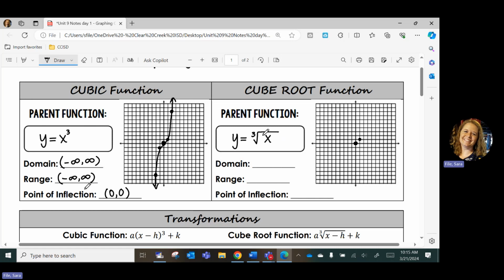Okay, but does anybody remember what the next perfect cube is after 1? 8. The cube root of 8 is 2. We literally just graphed the cube. We said 2 cubed was 8. So that means the cube root of 8 would give us 2, right? Works in reverse. So instead of having a point at 2, 8, this one's going to have a point at 8, 2. Very good.